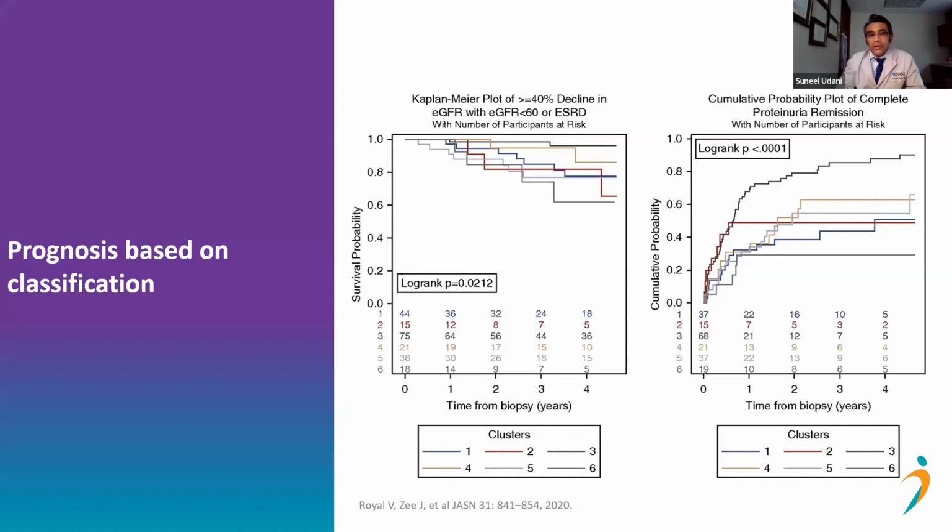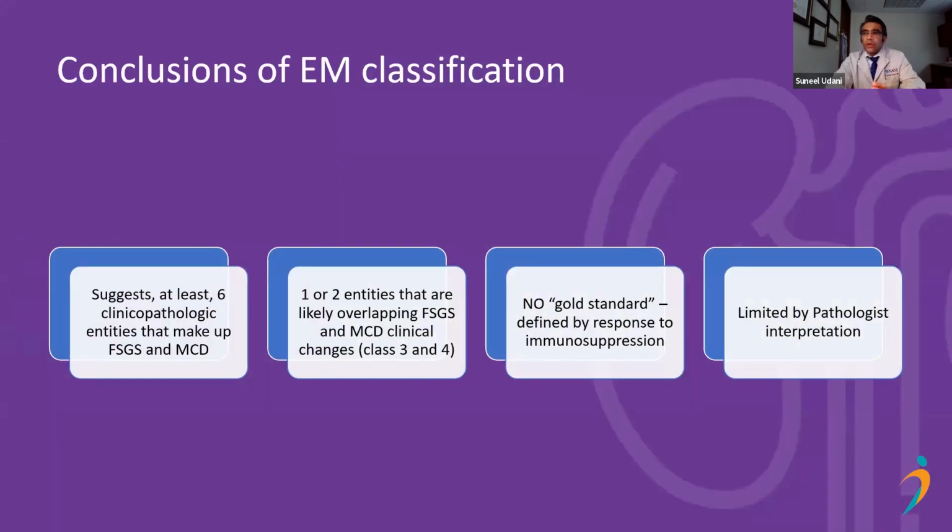And very likely there is an underlying immunologic cause, because they do achieve complete remission oftentimes with steroid therapy. So we can conclude from this that there are at least six clinical pathologic entities that make up FSGS and minimal change. One or two entities are likely overlapping between FSGS and minimal change in terms of the clinical course or the clinical response, and that's class three and class four. The problem still is that there's no gold standard for how we diagnose these things. We're defining it by their course and their response to immunosuppression, so we're still working backwards. But it is giving us a little bit more understanding.